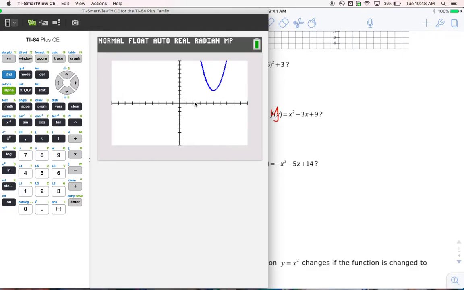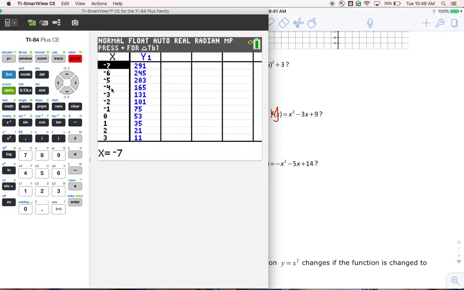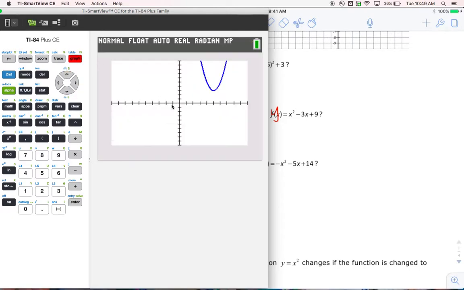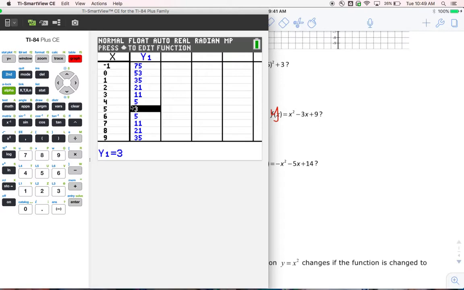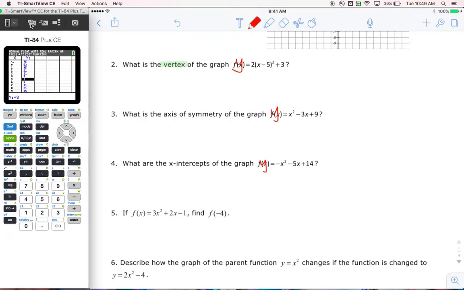This looks like 1, 2, 3, 4, 5 over, 5, up 1, 2, 3. That vertex looks about 5, 3. Check your table just to be sure. That vertex was the lowest point on my graph. Is 5, 3 the lowest? Yeah, right? 3 is the lowest y value. Look at your graph. 3 is the lowest y value. So if you look at your table, that's your vertex for sure. All right, we got 5, 3.